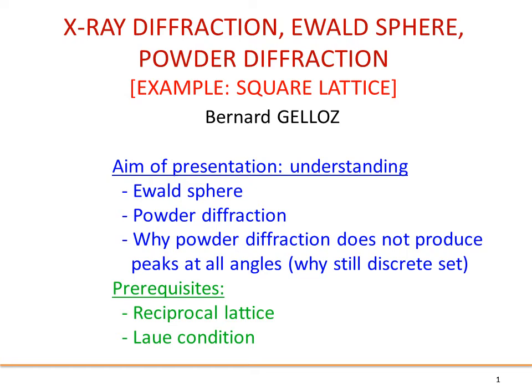Hi, this video is about powder diffraction and the Ewald sphere, with an example using a square lattice. I did another video very similar to this one, but I was using a configuration that is not commonly used in textbooks, so I decided to do it again with that configuration. You will see it's not very different, just a change in the origin of the reciprocal lattice and how we draw the k-vectors.